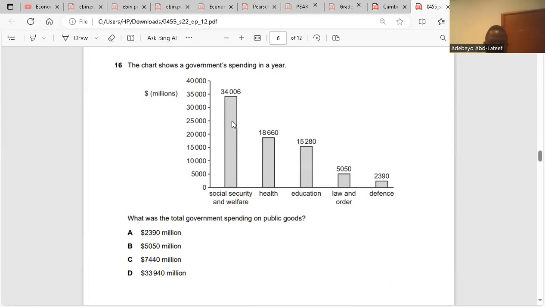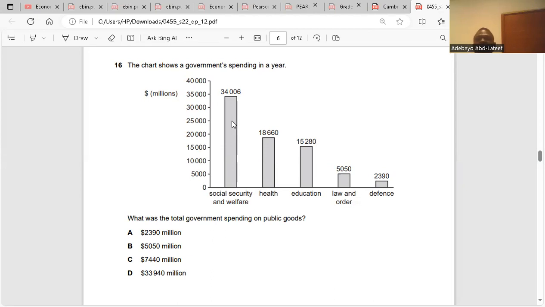Question 16. They said, what was the total government spending on public goods? Did you get it? No. Let me explain to you. What is a public good? A public good is non-excludable and non-rival. Yes or no? Non-excludable, non-rival. That is the public good. Yes, yes.